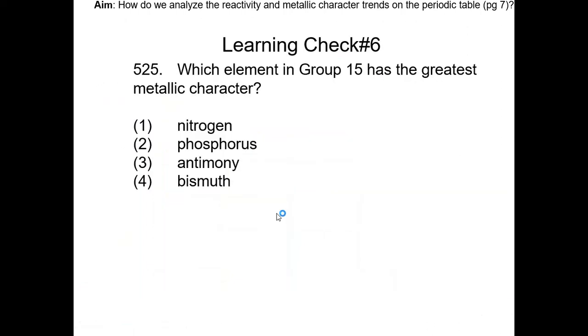Learning check number 6. Which element in group 15 has the greatest metallic character? Pause this video and resume once you have the answer. The answer is 4, bismuth. The reason is because bismuth is a metal. Nitrogen and phosphorus are nonmetals, so they won't have a lot of metallic character, and antimony is a metalloid. So the best answer is bismuth.